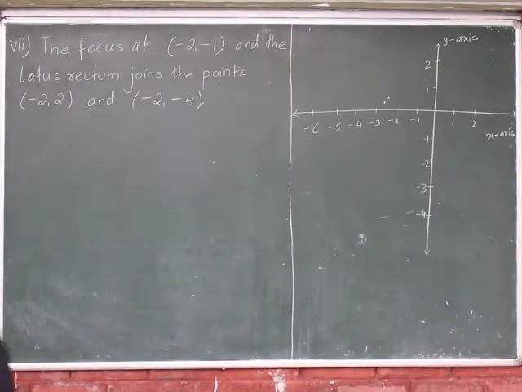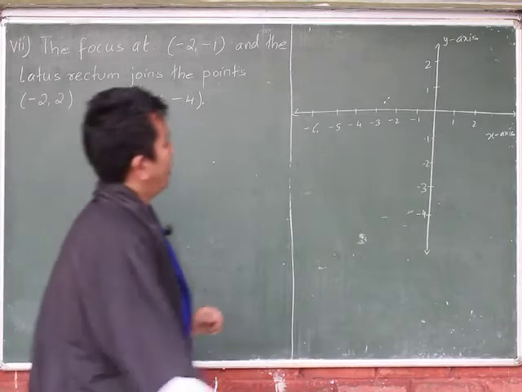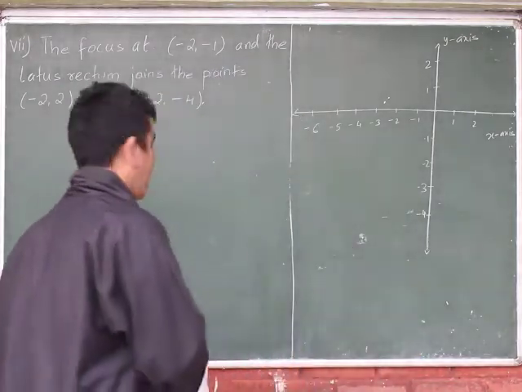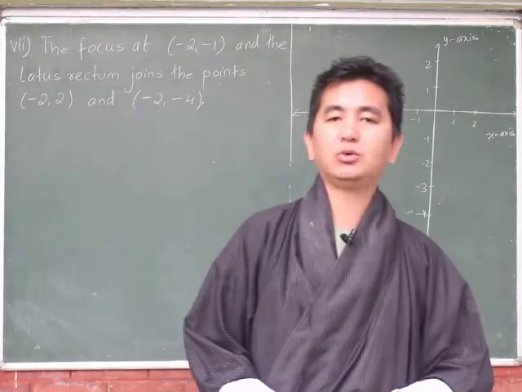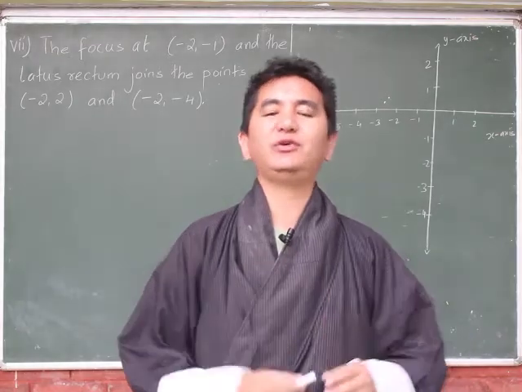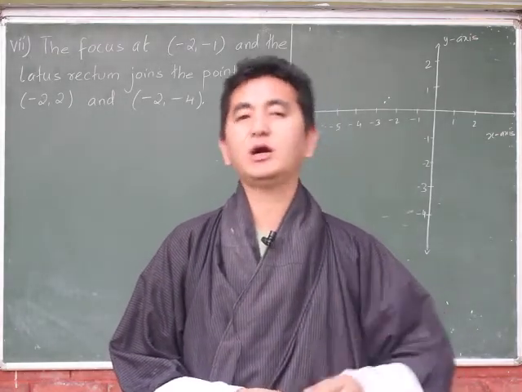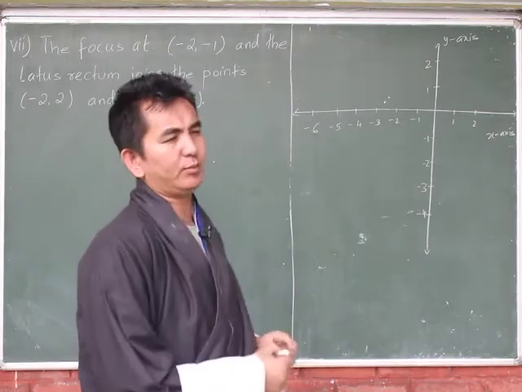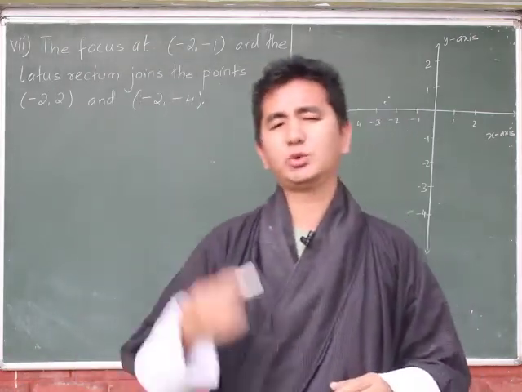Okay, good morning students. So now we are with the last question, question number 3, Roman number 7. This is the last question under question number 3. Then from the next video we will go with the different types of parabola, different concepts. Under this, many students face problems with this question.